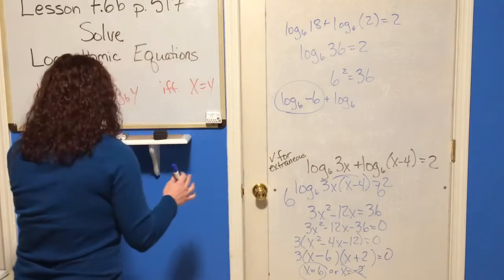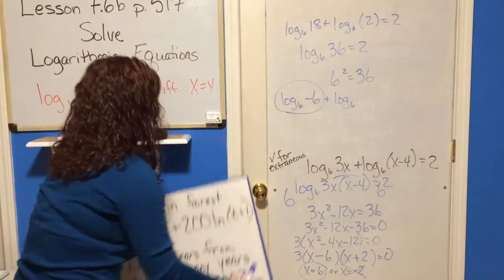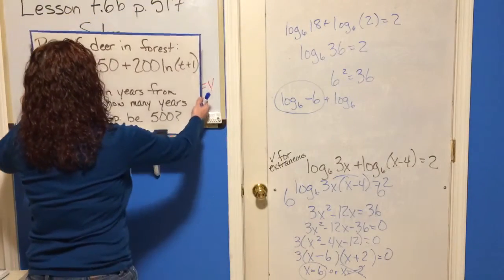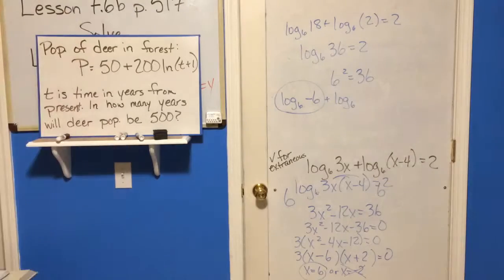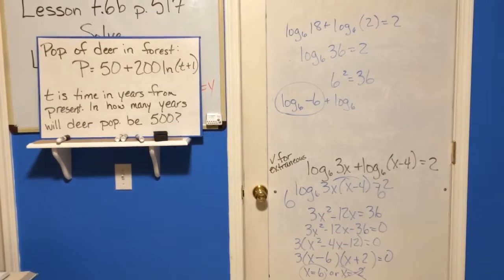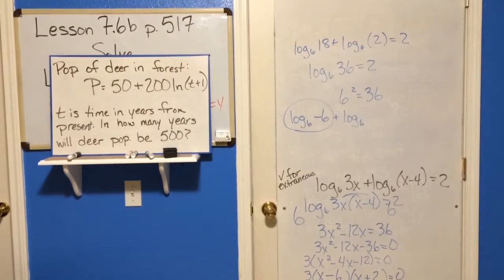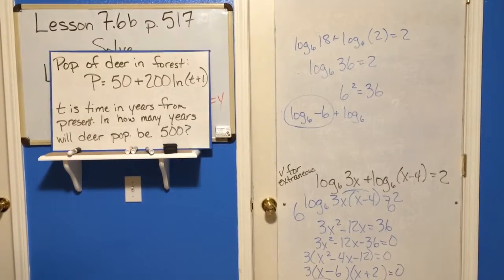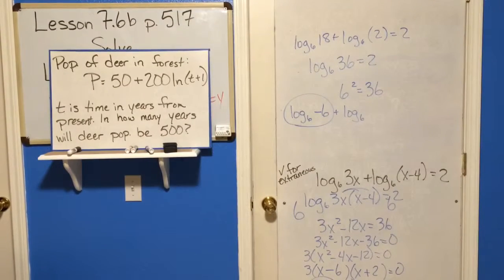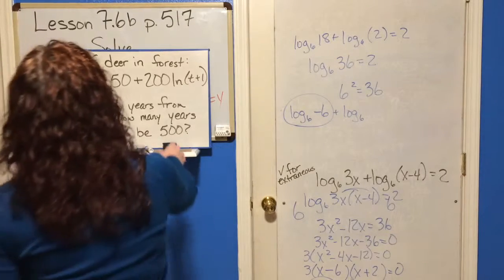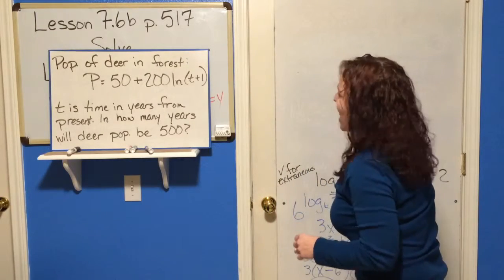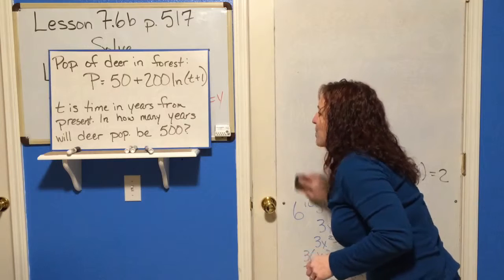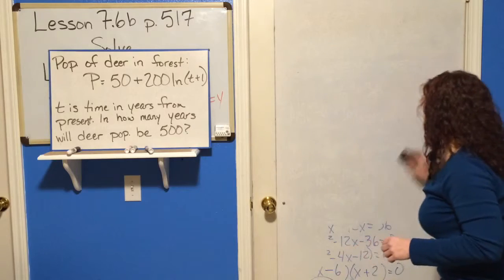All right, last one. Let's do a word problem. And while you're looking at the word problem, I'm going to once again make you seasick and move this around. So the population of deer in a forest is represented by this equation: P equals 50 plus 200 times the natural log of t plus 1, where t is the time in years from the present. So in how many years will the deer population be 500?